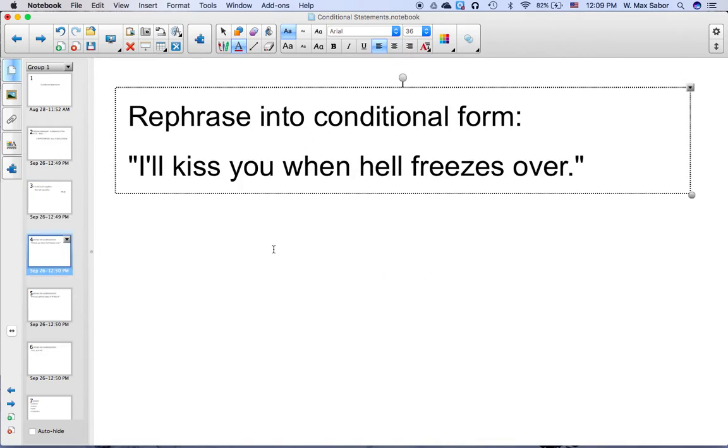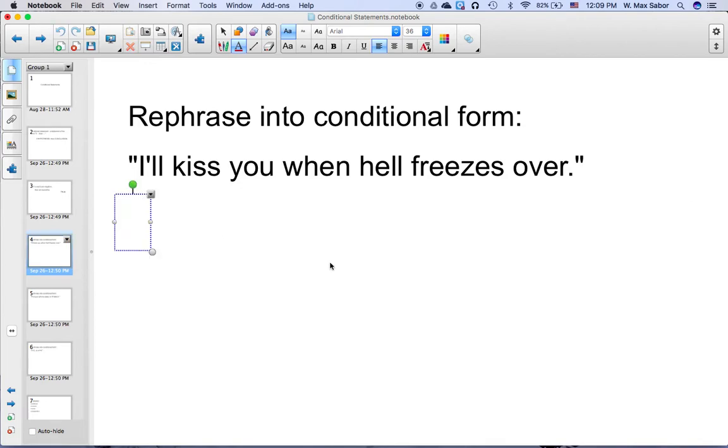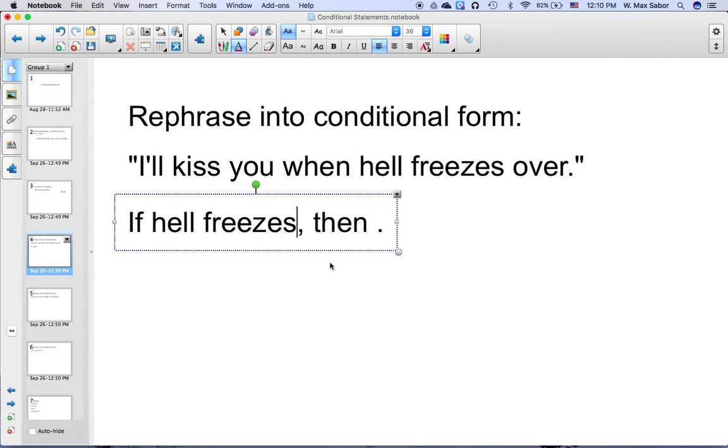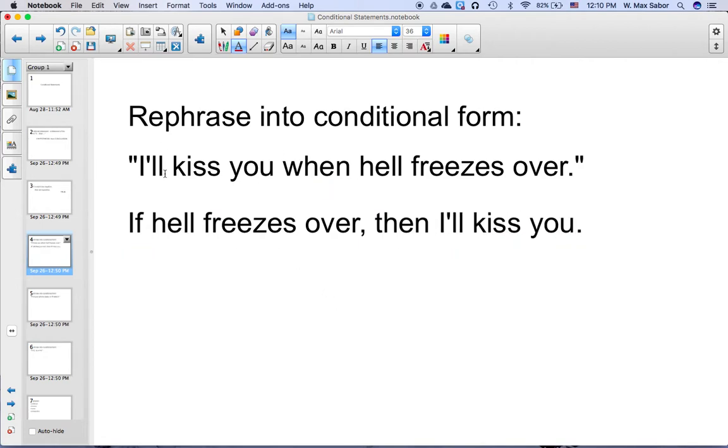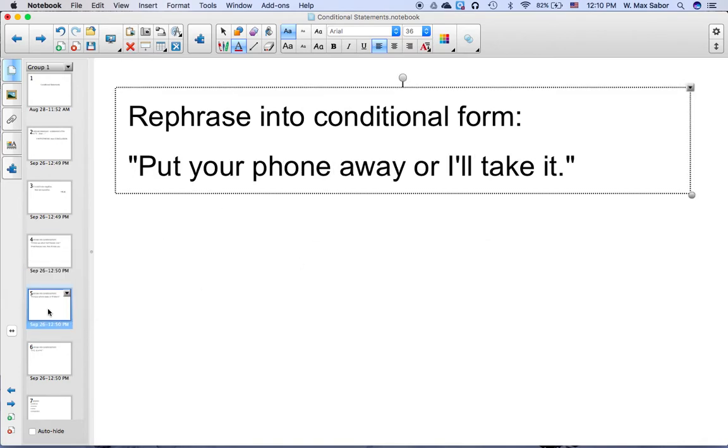So if we want to rephrase a sentence into conditional form, what we do is we have an if and we have a then. And what's causing what? Is kissing you causing hell to freeze over? No, it's really hell freezing over causes the kissing. So if hell freezes over, then I'll kiss you. So our hypothesis is hell freezing over. Conclusion is I'll kiss you.